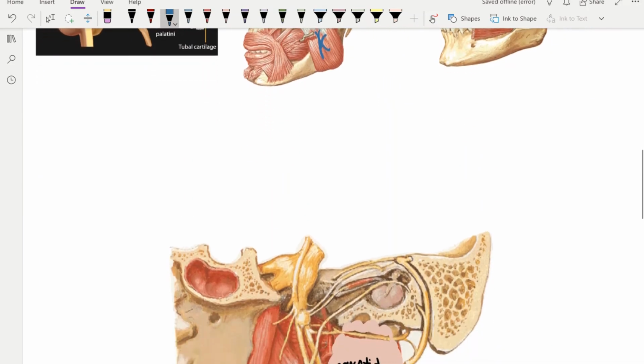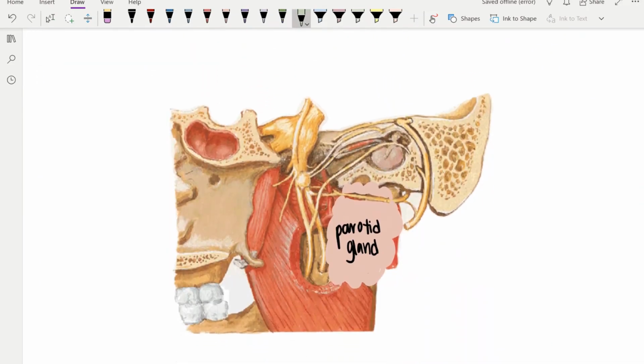The last structure I want to point out in the infratemporal fossa is the otic ganglion. It contains presynaptic parasympathetic fibers that come from cranial nerve 9 that synapse in the otic ganglion. Remember that there are no parasympathetic fibers that come from cranial nerve 5. The postsynaptic fibers travel to the parotid gland via the auriculotemporal nerve.